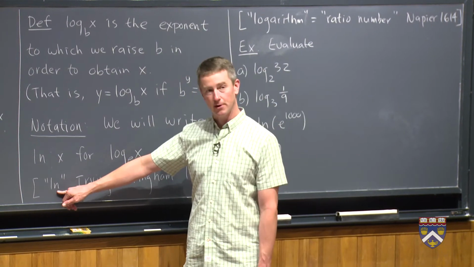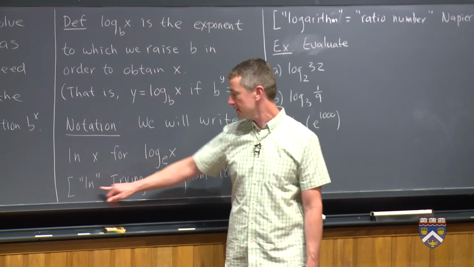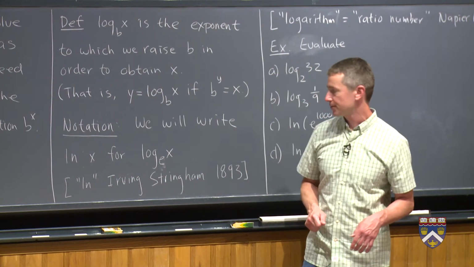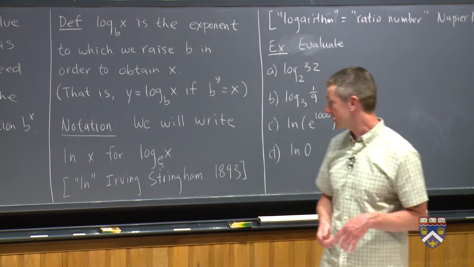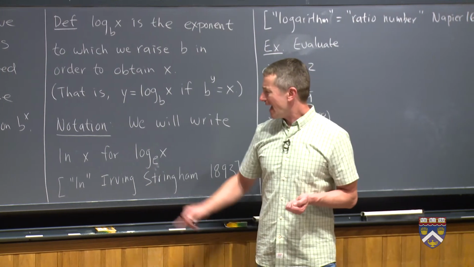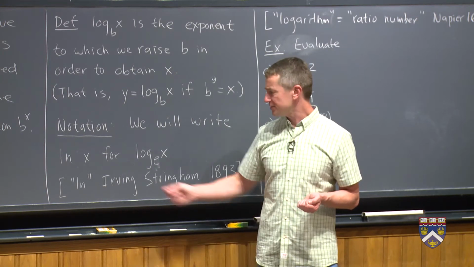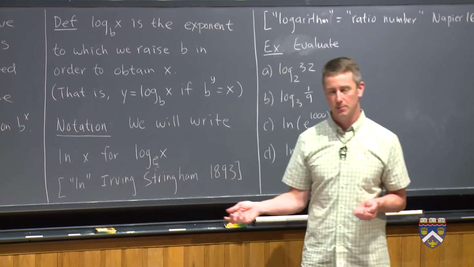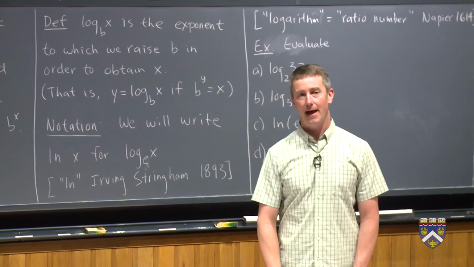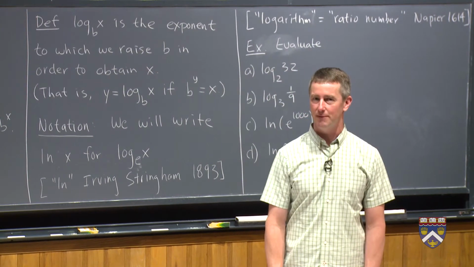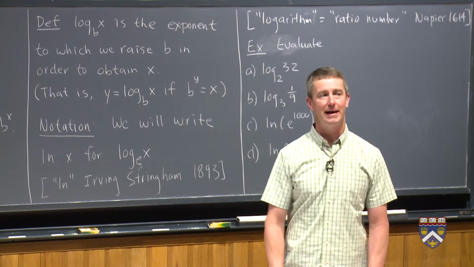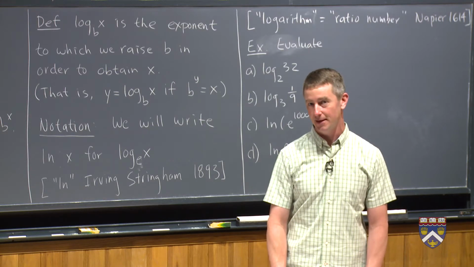Here's our occasional historical aside. This abbreviation ln wasn't used until 1893 by a fellow named Irving Stringham. And you might remember that there's another button on your calculator for logs as well, probably. In addition to the ln, there's another base, which is base 10. And another question to ask yourself is, why do we have a log base 10 button on the calculator? Why not log base 7 or log base 13?